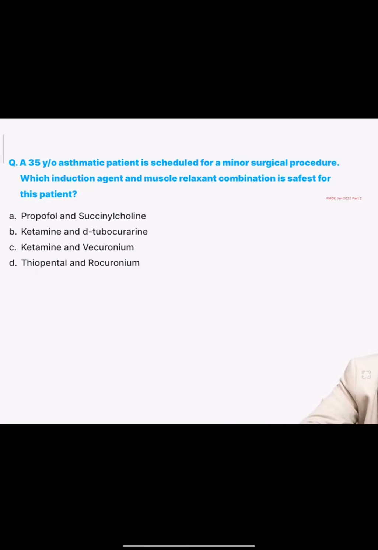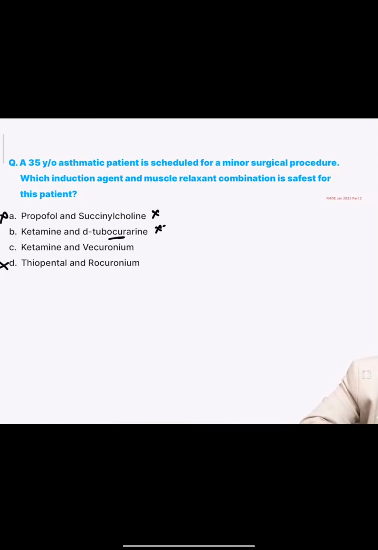Next, a 35-year-old asthmatic patient is scheduled for a minor surgical procedure. Which induction agent and muscle relaxant combination is safest for this patient? Guys, remember, which could be the safest? Propofol and scoline, you don't give. Propofol can be given in asthmatic patients, but scoline will cause histamine release and worsen asthma. Ketamine is the best IV induction agent for asthma, but D tubocurarine you won't give, because it will cause histamine release.